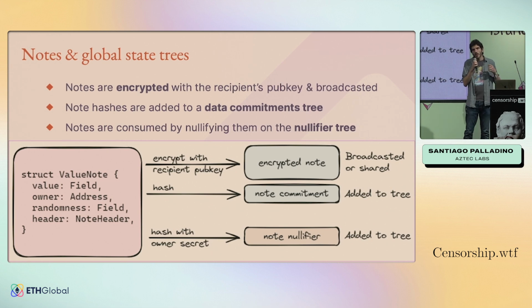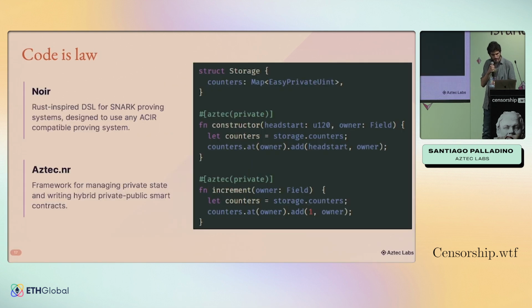In other words, when we create a node, we add it to an append-only tree. When we want to consume a node, we just register that it was used without any observable link back to the node. This allows us to update nodes, to change state, without having any link between the transactions.